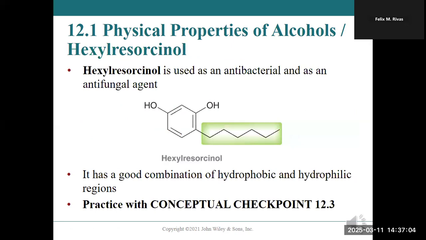The reason these molecules really work as an antibacterial and also as antifungal is because this carbon chain that's hydrophobic is able to be embedded onto the membrane of the bacteria or the fungus, and in there disrupts the membrane and makes the cells break apart.